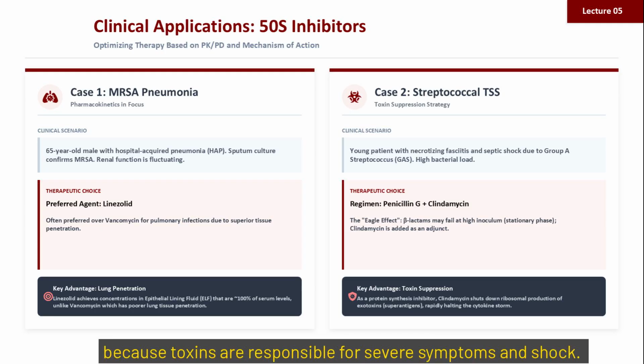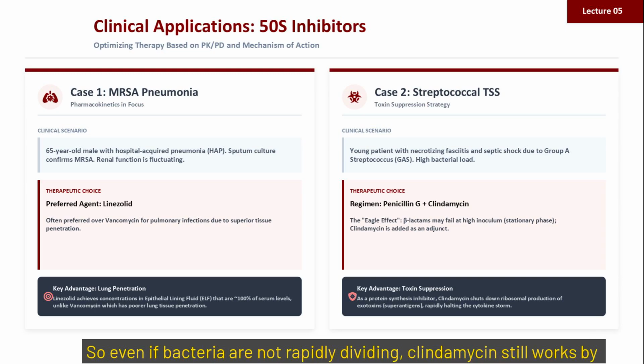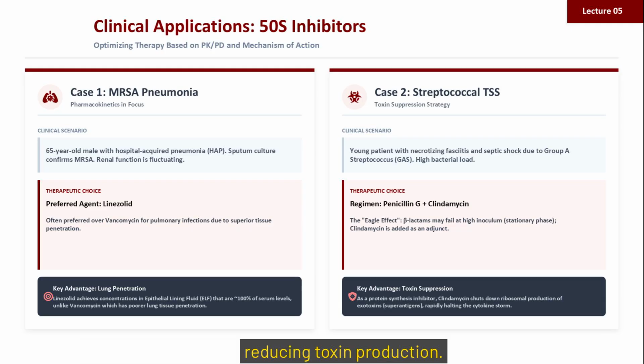Clindamycin is added because it blocks protein synthesis, and therefore stops toxin production. This is very important in TSS because toxins are responsible for severe symptoms and shock. So even if bacteria are not rapidly dividing, clindamycin still works by reducing toxin production. So the key idea is, in MRSA pneumonia, choose linezolid due to better lung penetration. In toxin-mediated infections like TSS, add clindamycin to suppress toxin production.